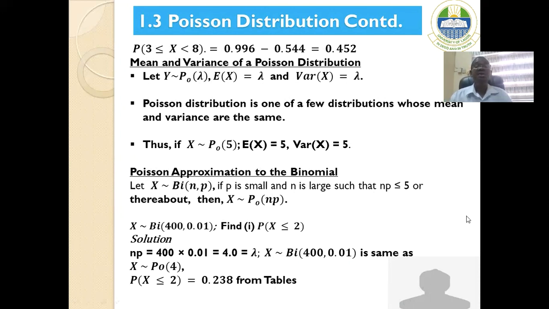We finished it up here. Mean and variance of the Poisson random variable. The Poisson random variable is the only common random variable where the mean and variance are the same. If y is distributed as Poisson lambda, the mean of the Poisson is lambda and the variance is lambda. It's unique with Poisson. So for instance, if x is distributed as Poisson 5, expect the mean of x to be 5 and the variance of x to be 5.